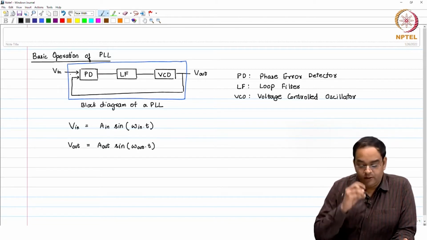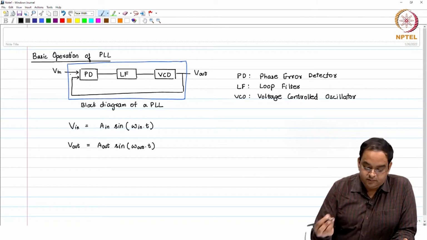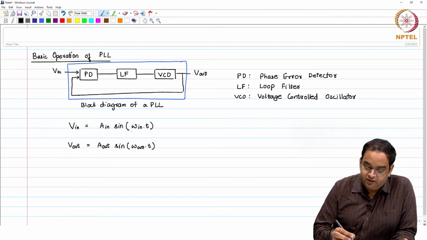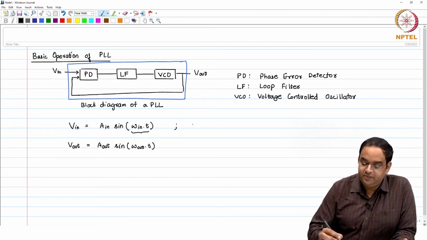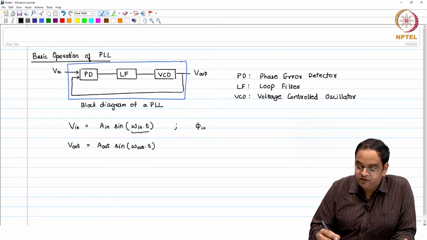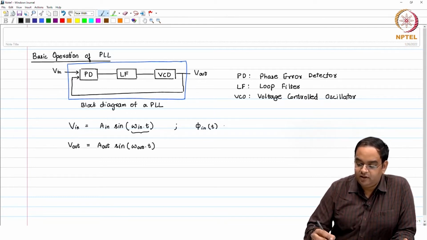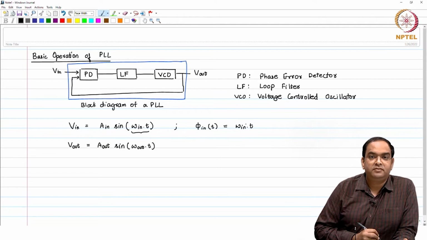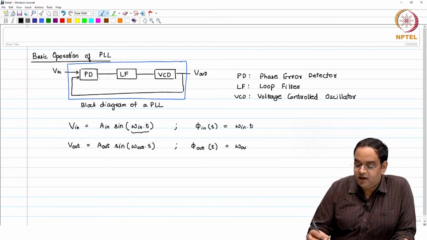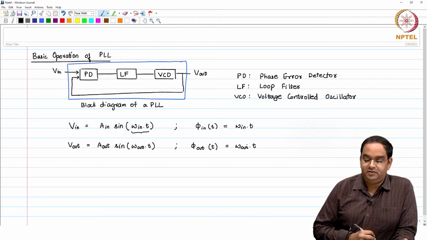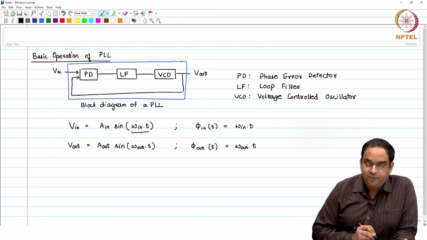Based on the discussion in the last session, the parameter omega in times t is nothing but the phase of the input signal. So, I can write phi in of t as omega in times t, and phi out of t is equal to omega out times t. Omega in is the input frequency, omega out is the output frequency.